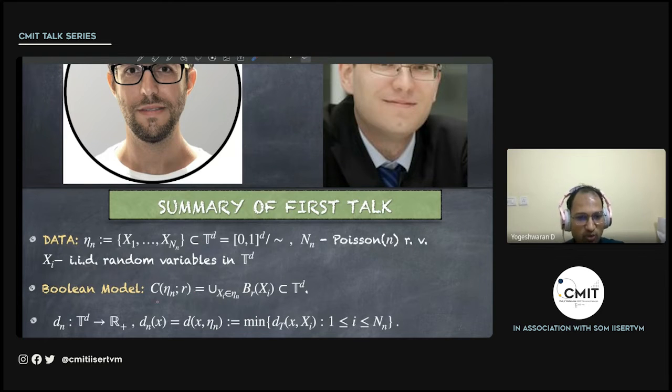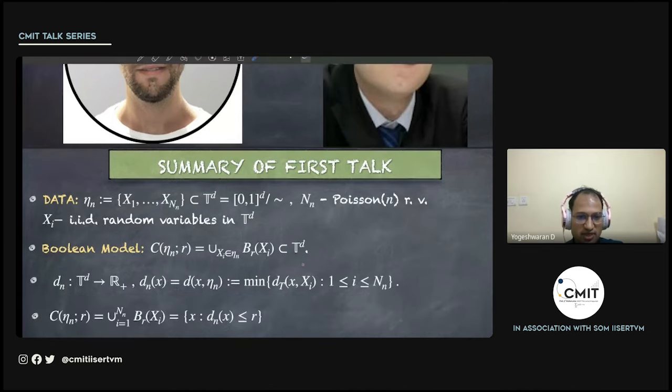I look at the Boolean model. The Boolean model is the union of R balls in the torus. The R balls are in the toroidal metric. So I have this union of R balls. The reason for studying the Boolean model is not important for us in this talk, but this was motivated by some questions in topological data analysis to understand the topology of the torus, as the simplest setting.